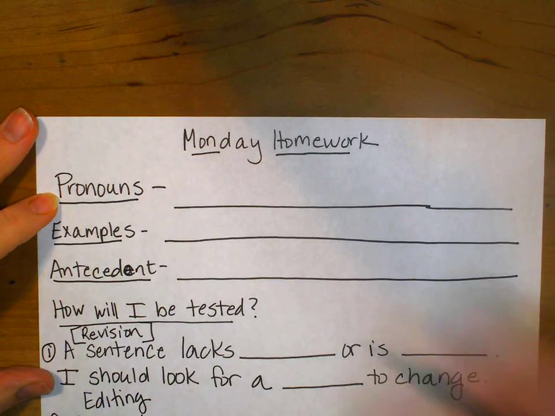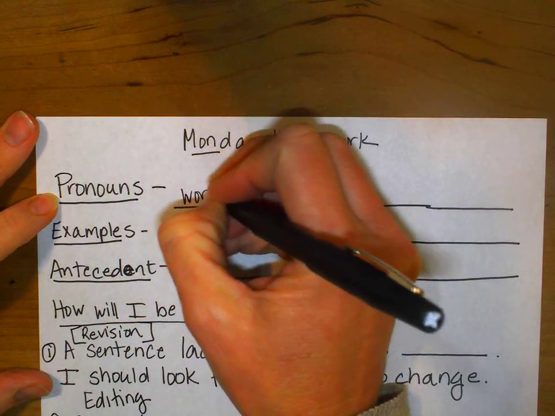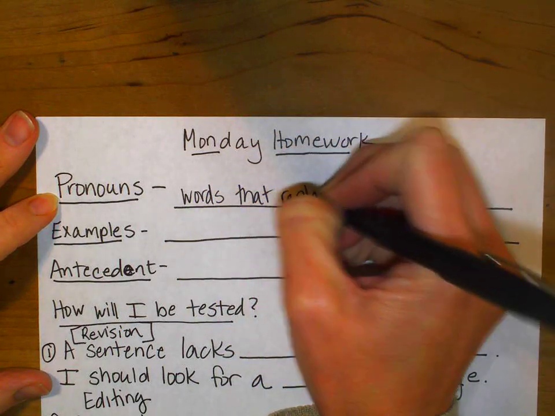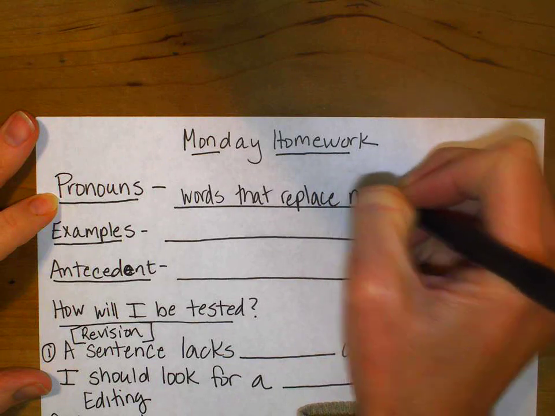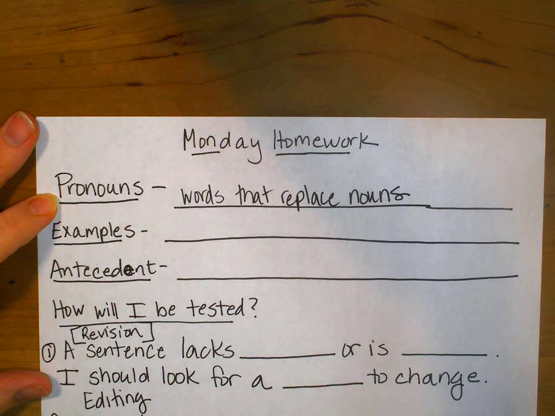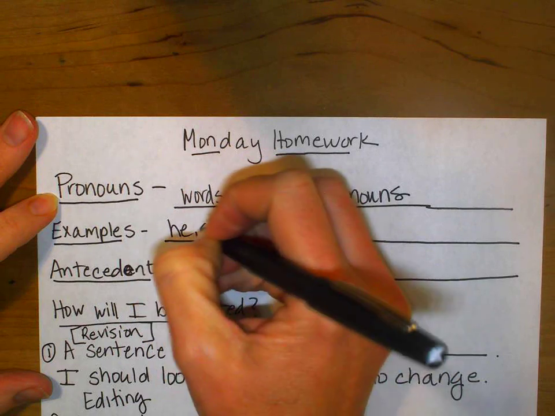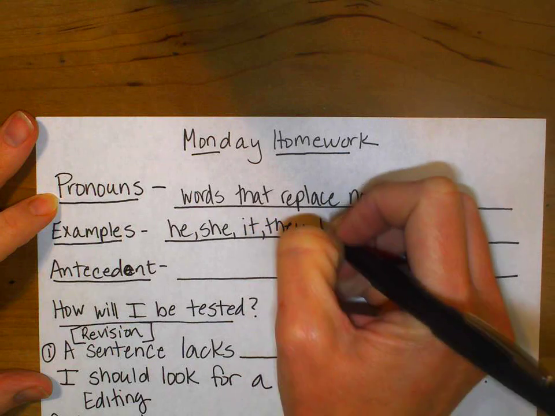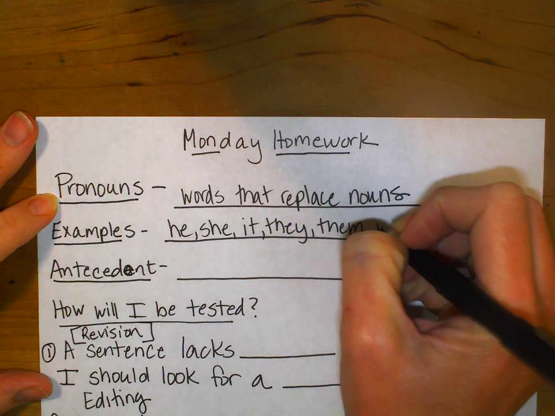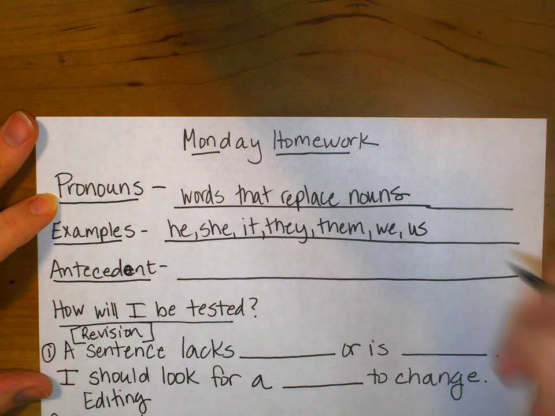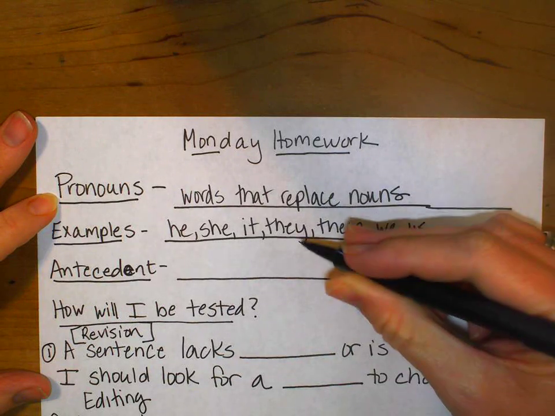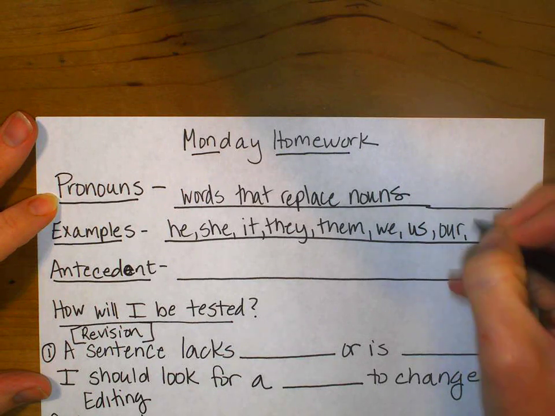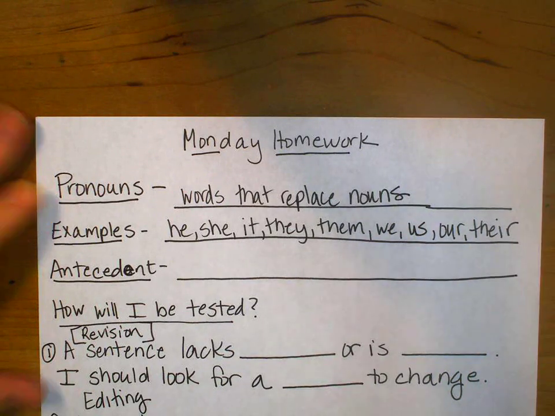So pronouns are words that replace nouns. Okay? So examples of pronouns: he, she, it, they, them, we, us. She, he, it, they, them, we, us, our, their. These are all types of pronouns.